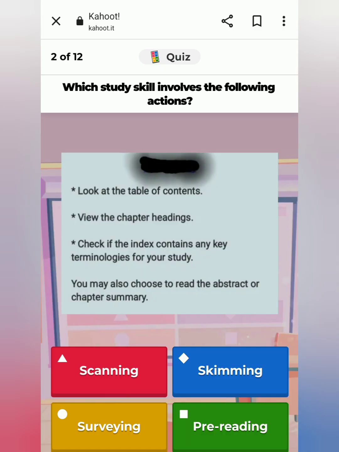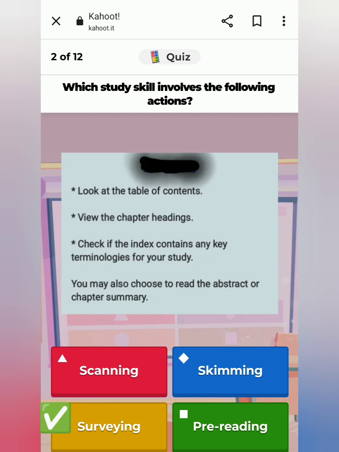The next test item then asks, which study skill involves the following actions? Of the 4 options, only 3 could have applied. It's either surveying, scanning, or skimming. So we look at scanning, and scanning has to do with a bit more probing through the text. And based on what this is saying, the clues are reading chapter headings, looking at the table of contents, or reading the abstract. So it means you're not actually going in the text. Scanning and skimming actually means you delve a bit further in the text. So the answer is definitely surveying.